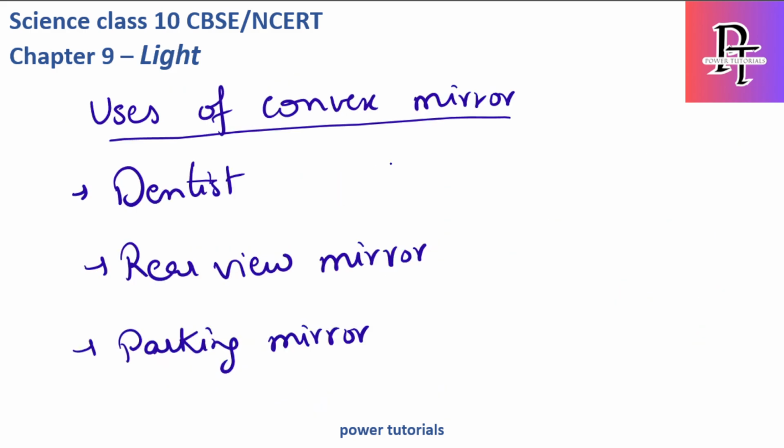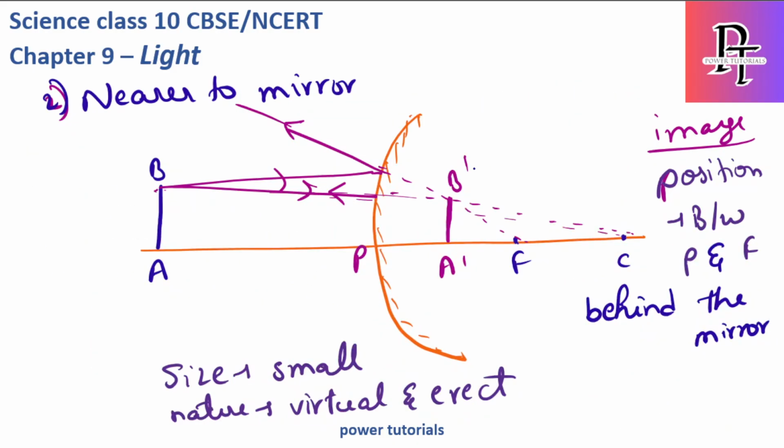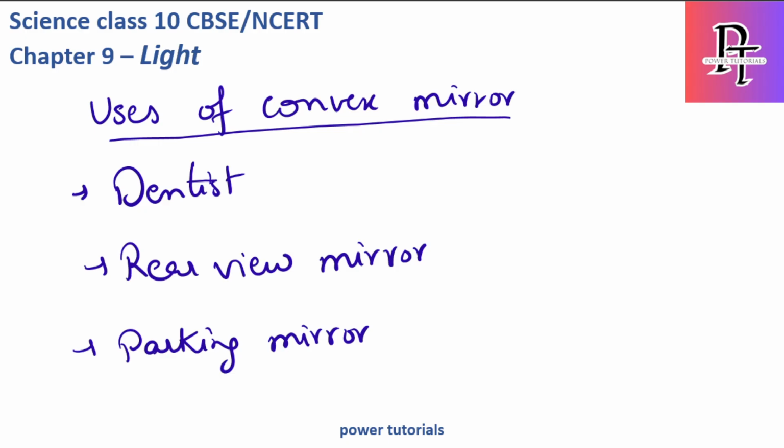Now, what are the uses of a convex mirror? The main use: if you keep any object nearer to a convex mirror, the size gets decreased. Instead of larger, it gets decreased, and there is no chance that the size will increase. So the main advantage is that wherever we need to capture a larger object in a smaller size, we have to use convex mirrors. So why do dentists use a convex mirror? If you have ever gone to a dentist, they place a convex mirror beside your teeth so that you can see distinct, clear images.